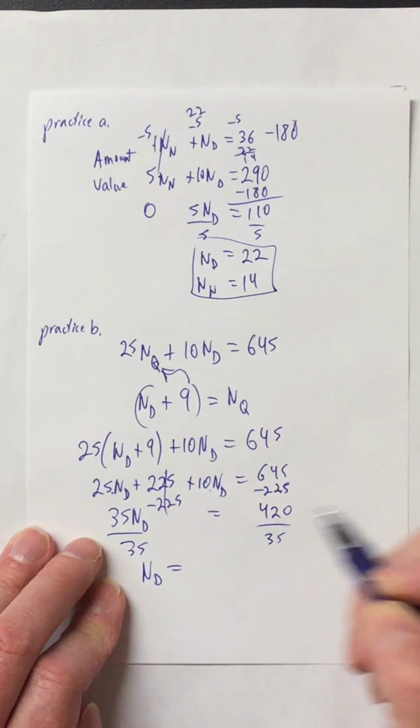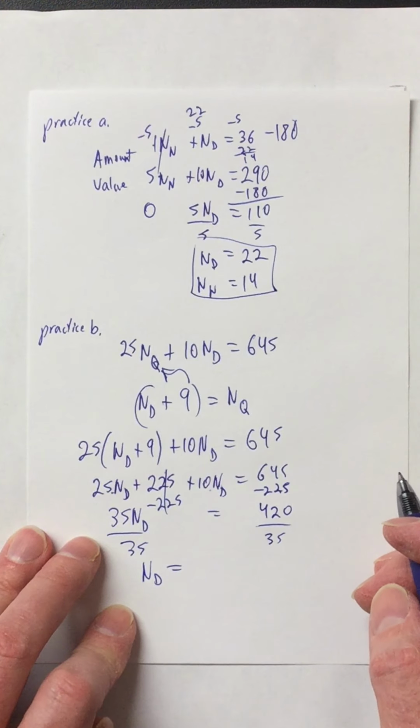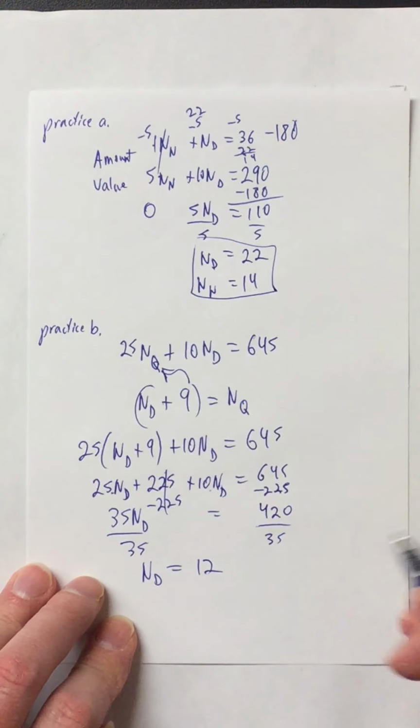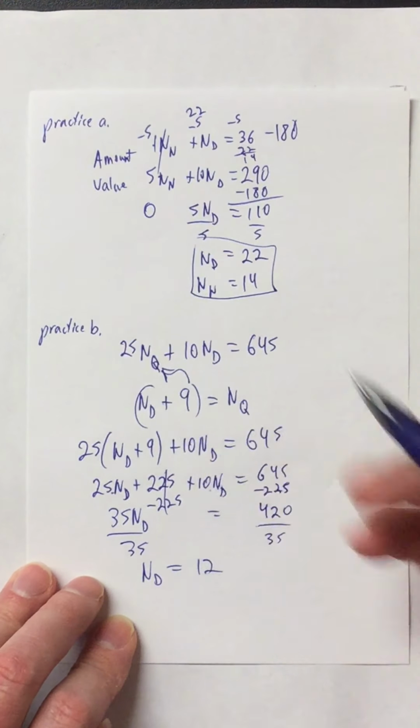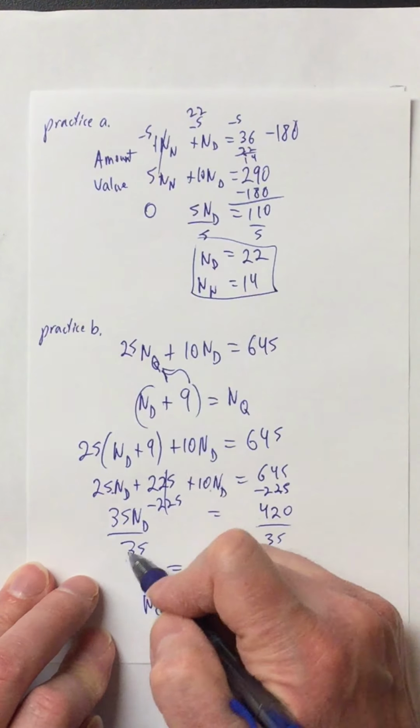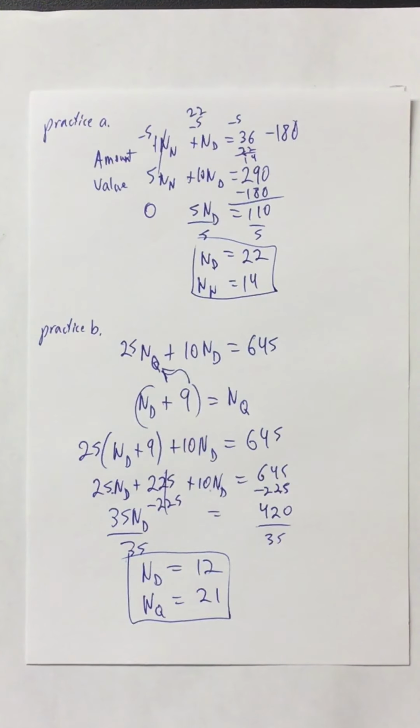So number of dimes is equal to 12. Substitute that back in. 12 plus 9, number of quarters is equal to 21. And there's our second practice problem.